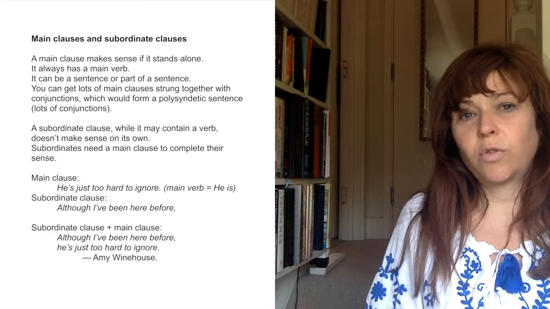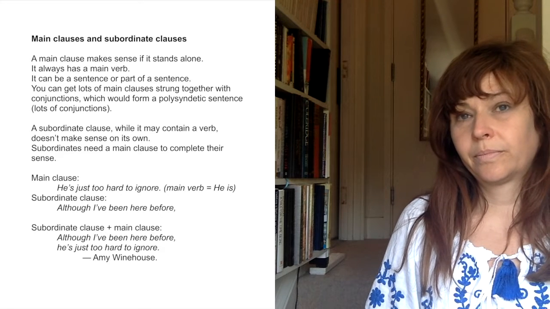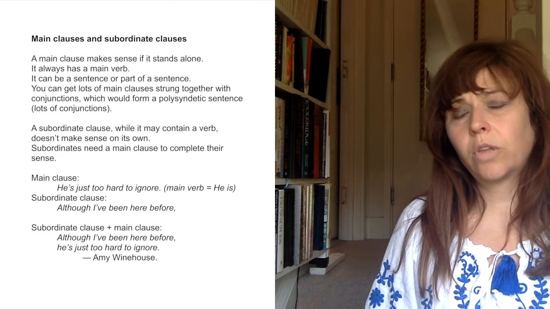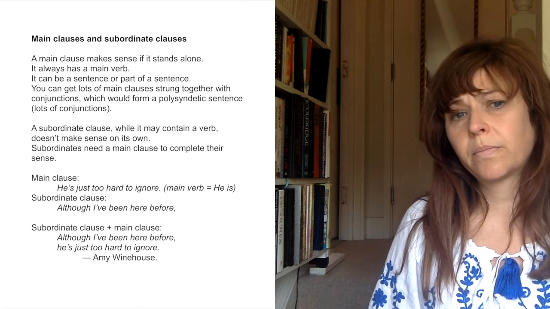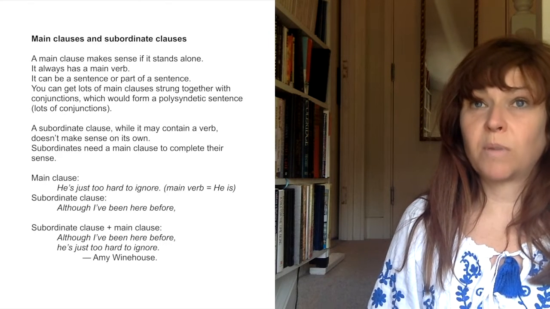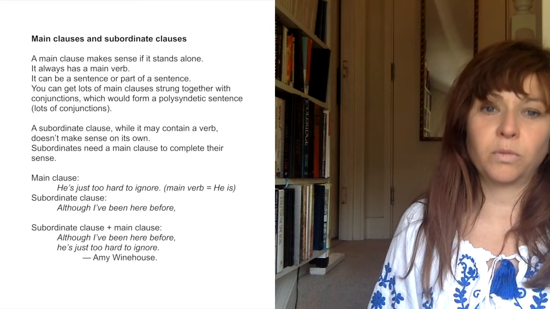So here's a main clause for you. He's just too hard to ignore. And a subordinate clause, although I've been here before. The subordinate clause plus a main clause would make a full sentence. Although I've been here before, comma, he's just too hard to ignore.